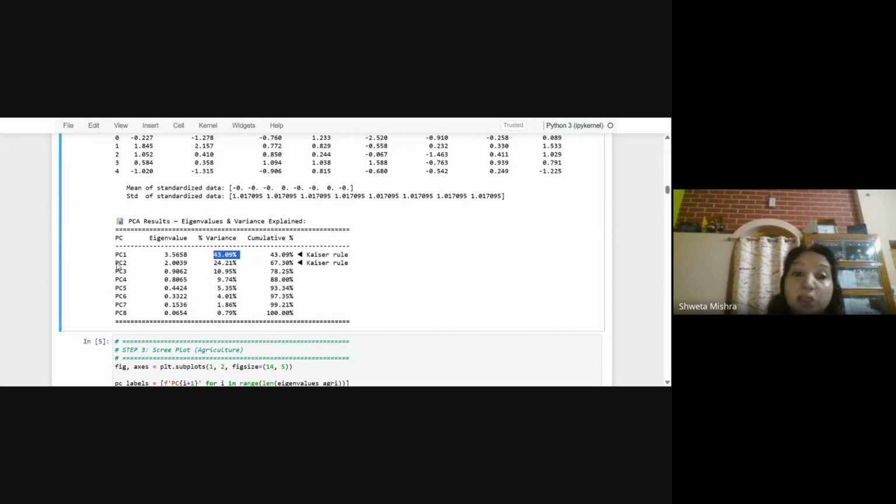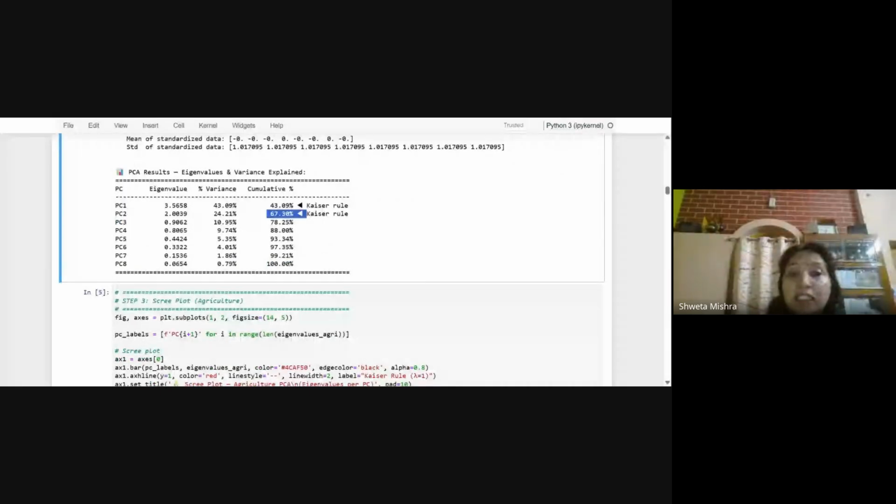Now for principal component 2, the variance is 24, but for cumulative, we are going to add 43 plus 24, and you get 67.30. Similarly, for PC3, principal component 3, the variance is 10.95, and the cumulative will be 67 plus 10, which gives 78.25. This is the way we have calculated our principal components, then the variance, and then the cumulative variance.